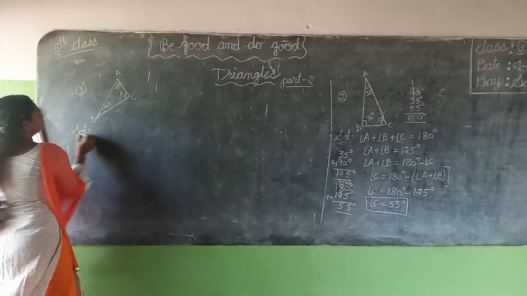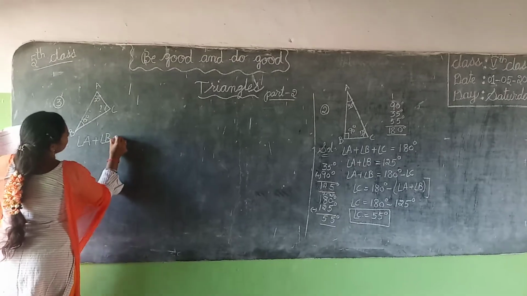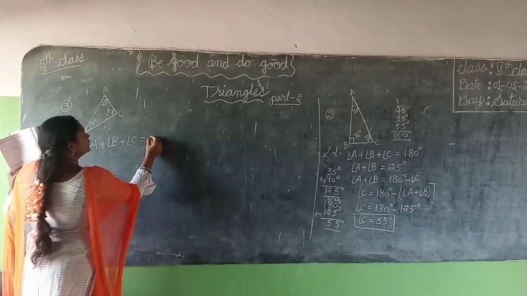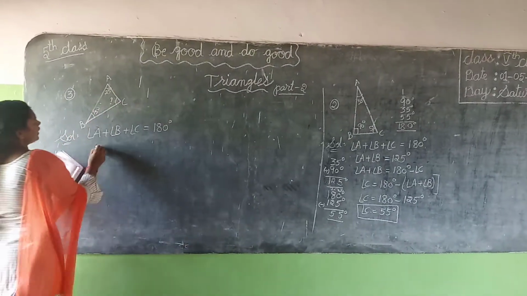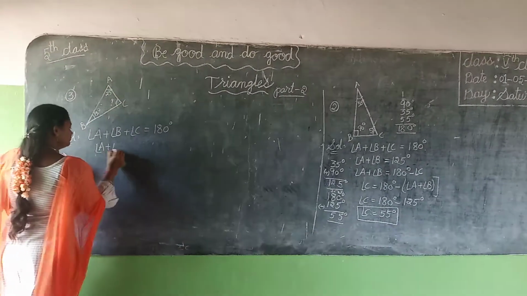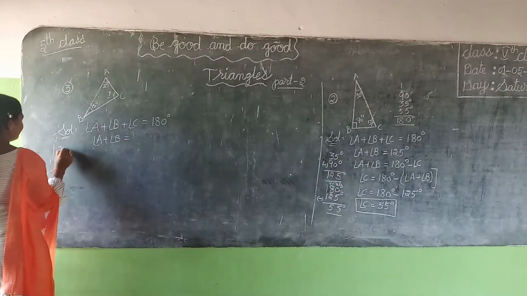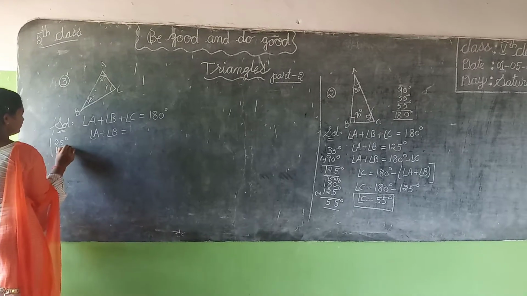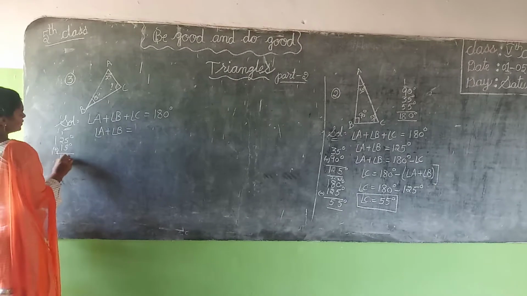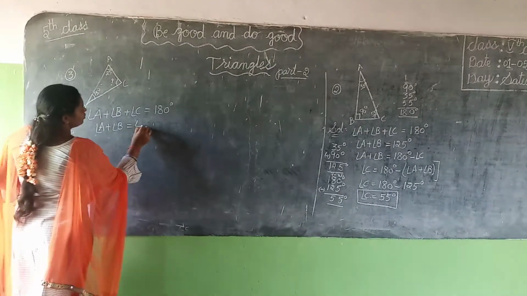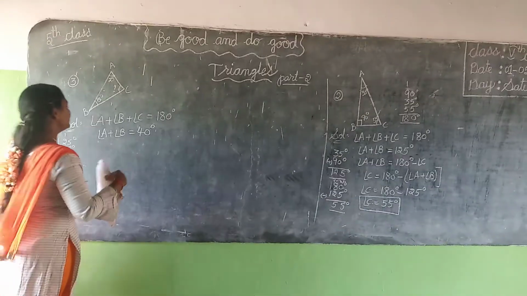So also, angle A plus angle B plus angle C. We know that the sum of the three angles is 180 degrees. So the given angles are in addition: angle A plus angle B is equal to how much? 25 degrees plus 15 degrees. 5 plus 5 is 10. 2 plus 1 is 3, 3 plus 1 is 4, so 40 degrees. So in this, angle A and angle B together are 40 degrees. So the third angle we are finding out.